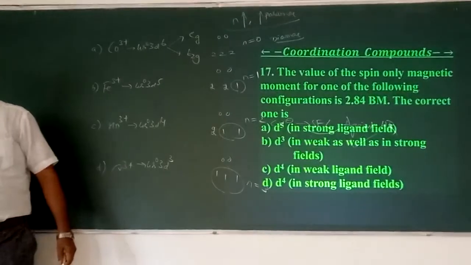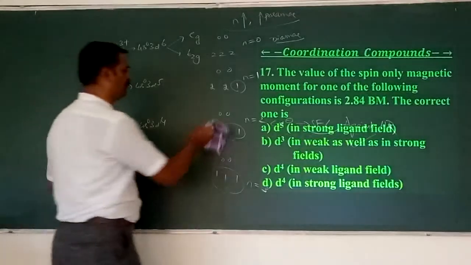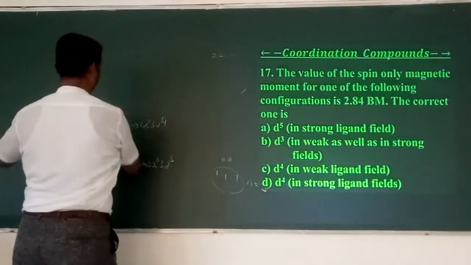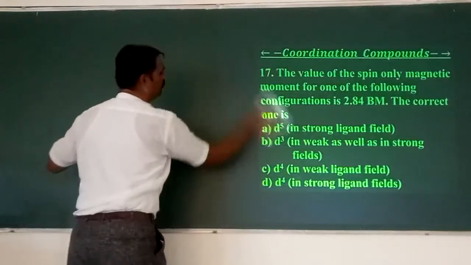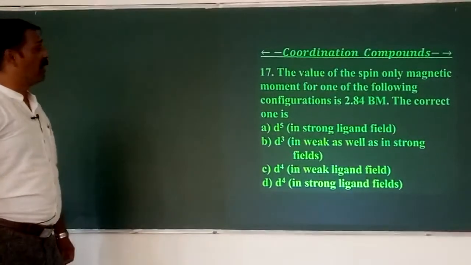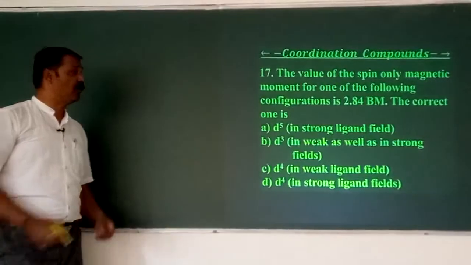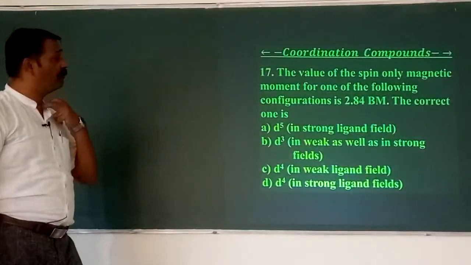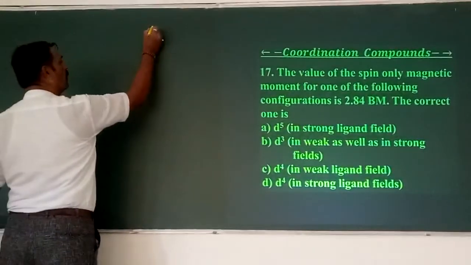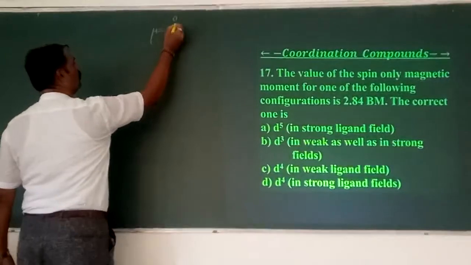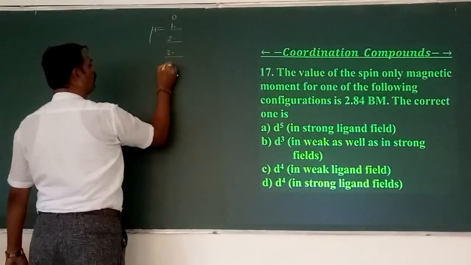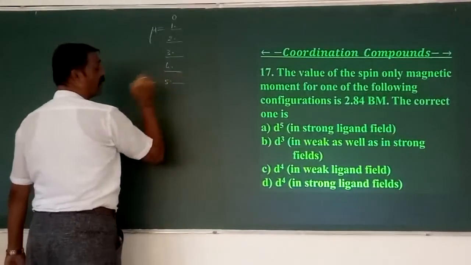Let's move to the 17th here. The value of spin-only magnetic moment for one of the following configurations is 2.84 Bohr magneton. The correct one is what? So you have to remember mu is equal to 0, 1 point something, 2 point something, 3 point something, 4 point something, and 5 point something. We are having fractions.